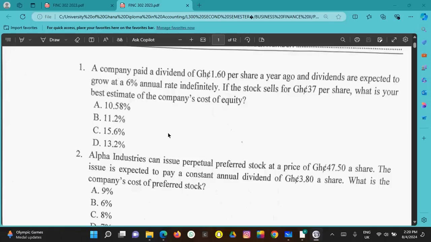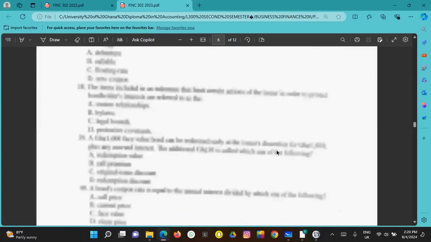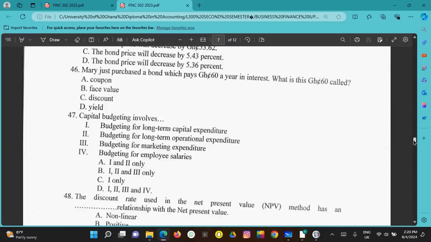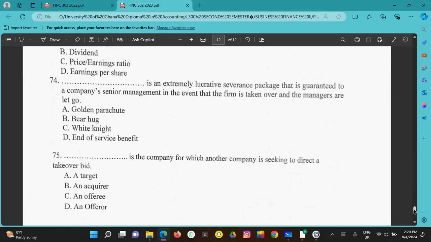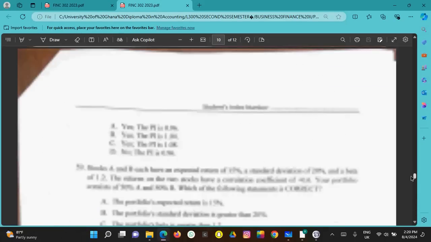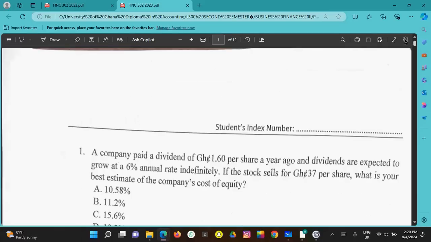And today, I want us to solve the 2023 past questions for Business Finance 2 so that we can get ready and be prepared for the upcoming exams, right? So today, I think this is about 75 questions. Yeah, 75 questions. So I'm going to try my best and do it within the shortest possible time, right? I wanted to do it bit by bit, but I don't really want to.